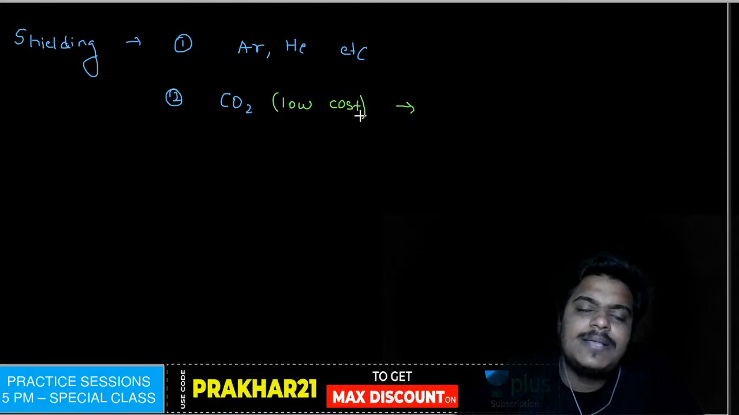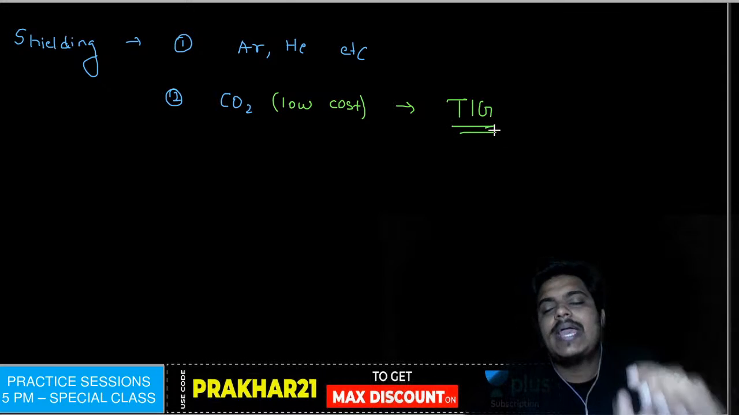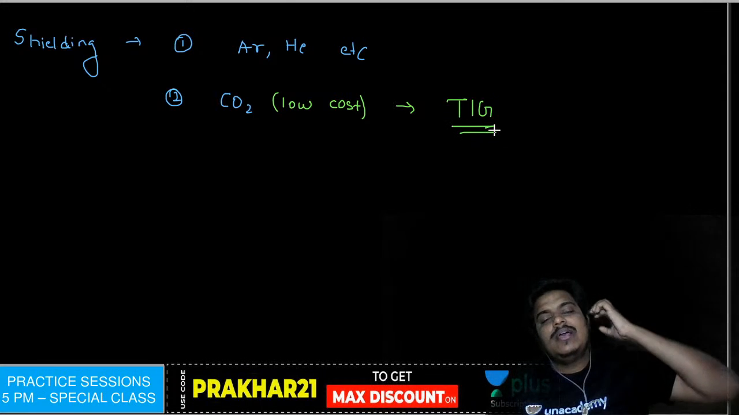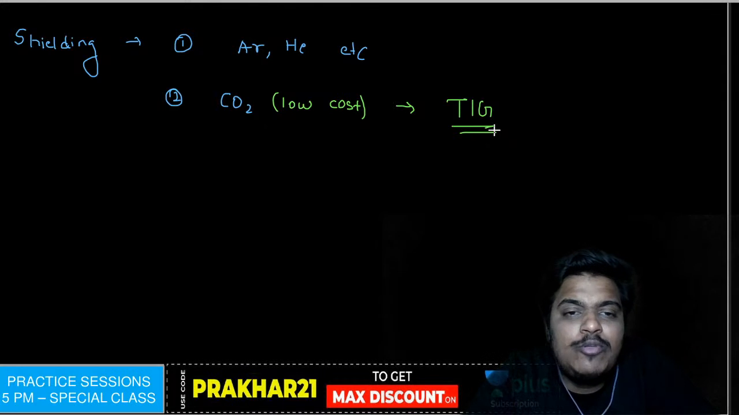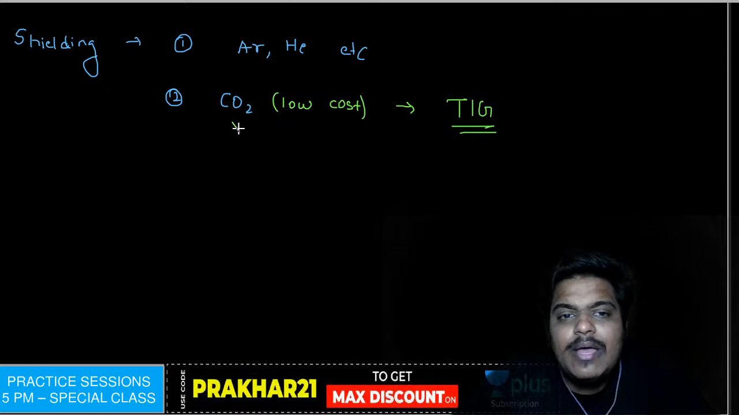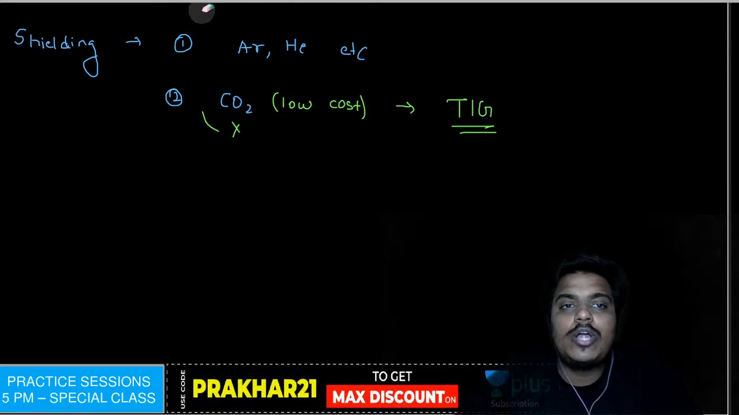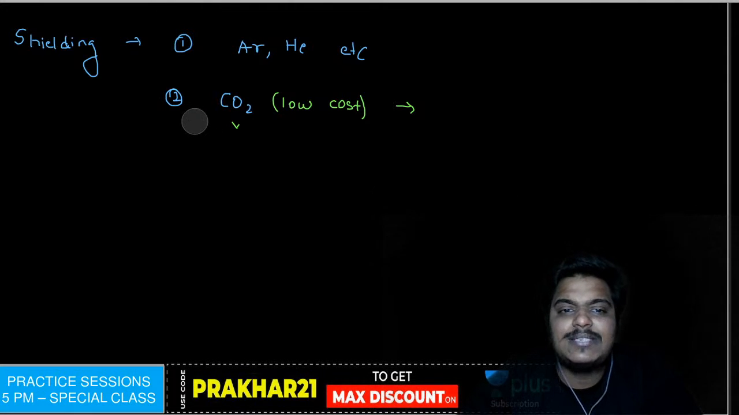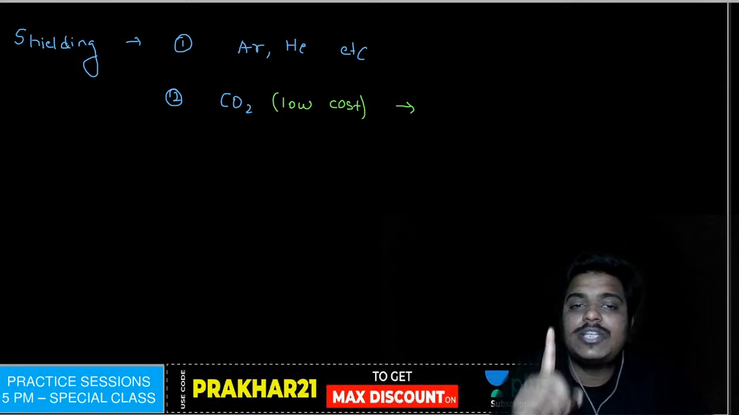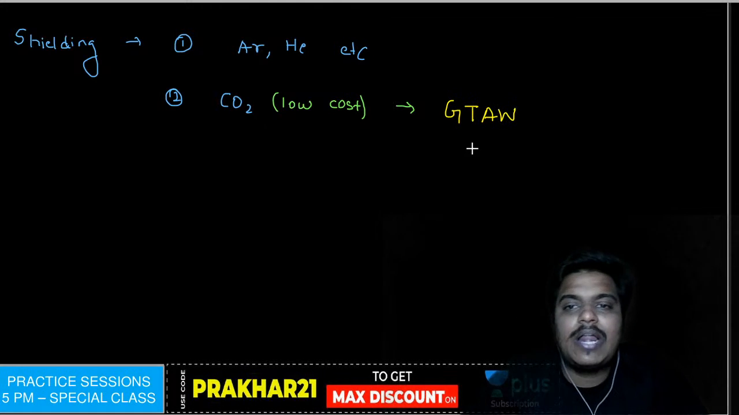So please tell me guys, if we use CO2, can I call this process TIG? Can I call this process as TIG when I am using CO2? TIG means tungsten inert gas welding, and CO2 is not an inert gas. So you will not call it TIG. When the shielding gas is not an inert gas, we call it GTAW, gas tungsten arc welding.